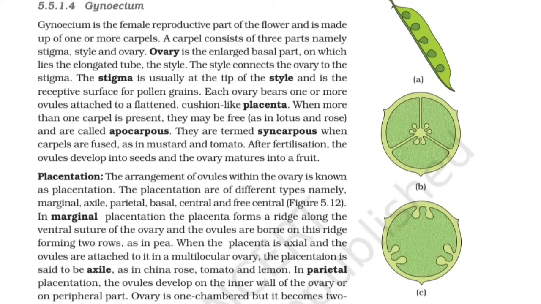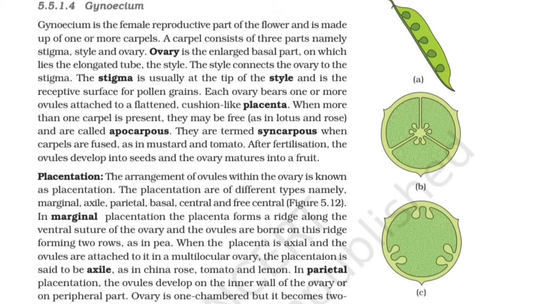When more than 1 carpel is present, they may be free, as in lotus and rose, and are called apocarpous. They are termed syncarpous when carpels are fused, as in mustard and tomato. After fertilization, the ovules develop into seeds, and the ovary matures into a fruit.